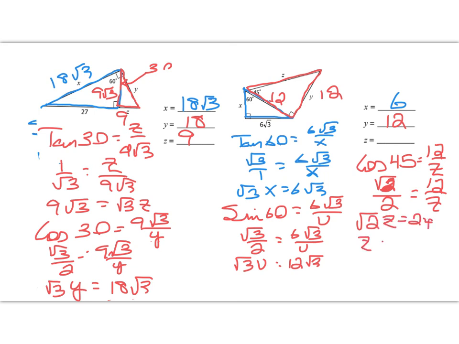So we got z equals 24 over the square root of 2, bad manners. So now we've got z is equal to 24 square root of 2 over 2, which makes it 12 square root of 2. Okay, that's it.